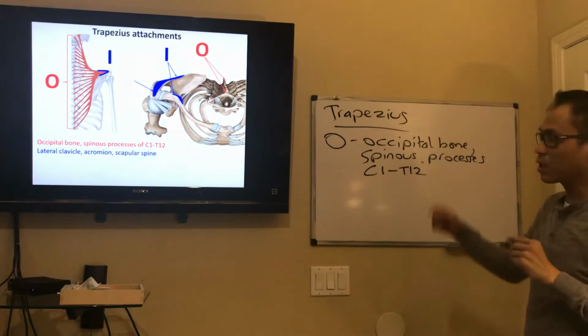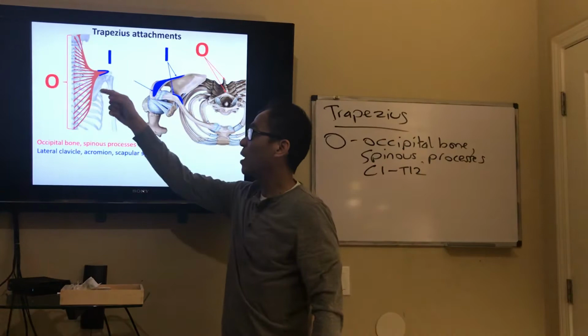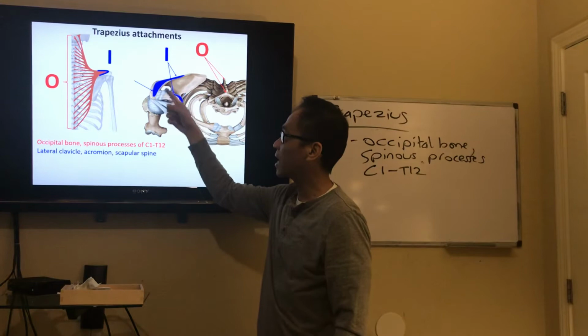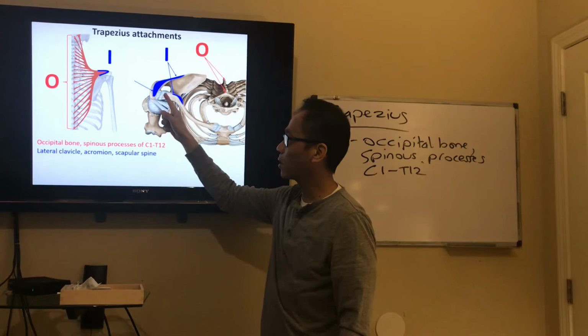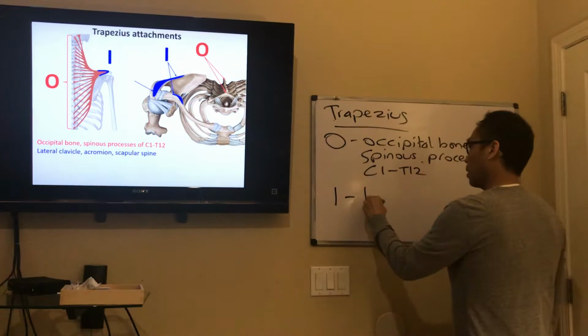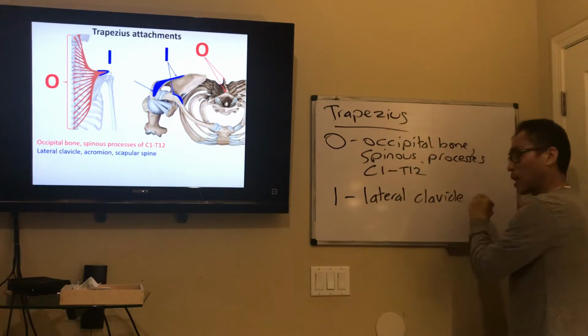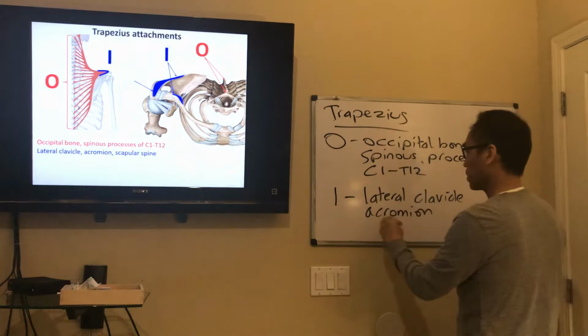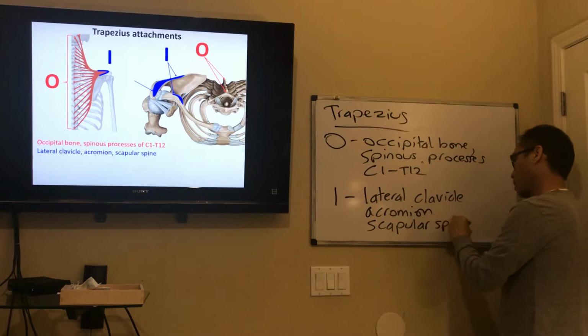And all the muscle fibers converge to right here. It's hard to see there, so I put this picture in, and I shaded in blue where it's attaching. Three parts for the insertion: lateral clavicle, acromion, scapular spine, just like it says there. Even though it's right there on the slide for you, it does help just to write it, to solidify it in your memory.